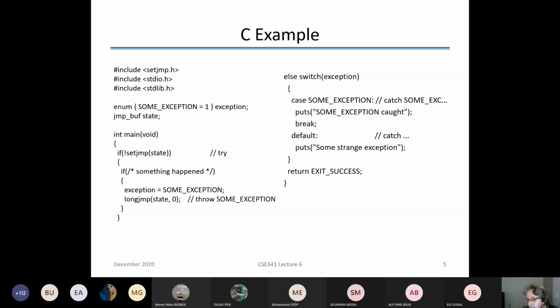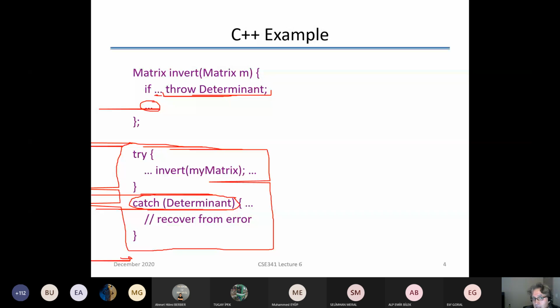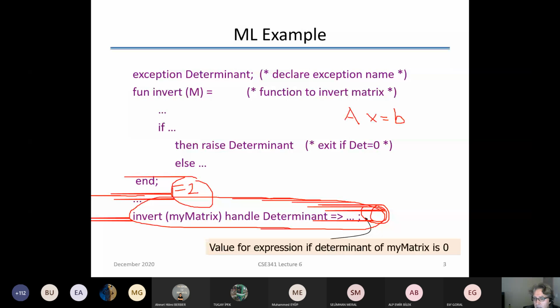C doesn't have an explicit mechanism for this, but of course, you might be able to program something to the same effect, albeit quite cluttered, as you can see here. In this case, they are using the setjmp functions, and then you define your exception using an enumerated type, and when something happens, you handle it, and so forth. So the C code is quite cluttered compared to the C++ code as well as the ML code.